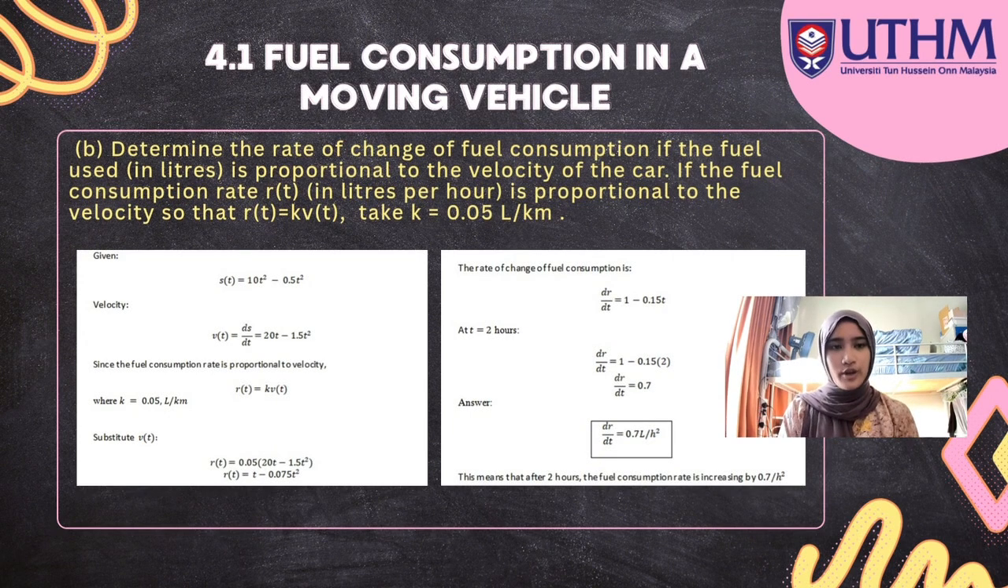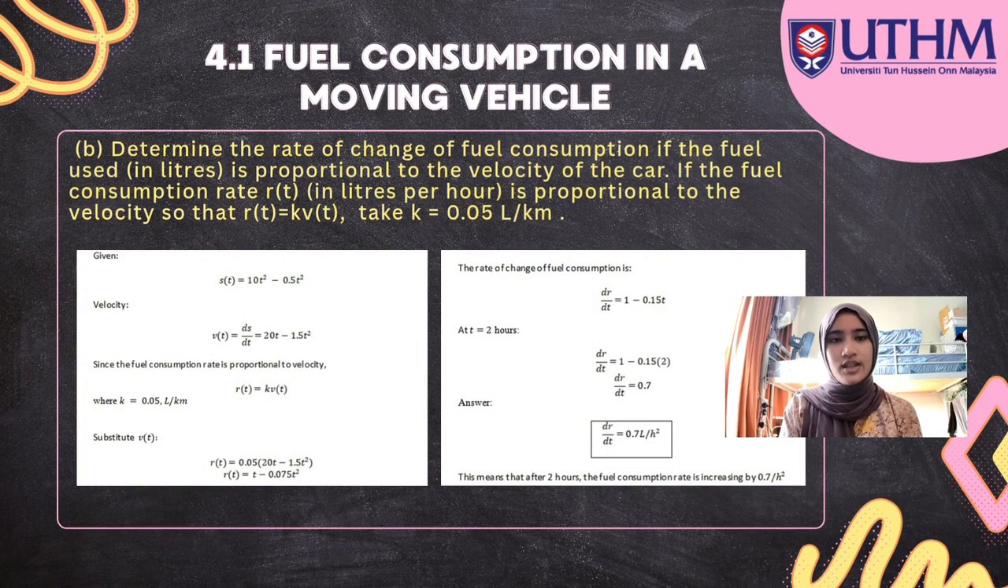For question 4.1b, we need to determine the rate of change of fuel consumption after 2 hours. Since the fuel consumption rate is proportional to the vehicle's velocity, we first use the velocity function obtained from the displacement equation. After substituting the proportionality constant, which is 0.05 liters per kilometer, we obtain the fuel consumption rate function. Then we differentiate the fuel consumption rate function with respect to time to find its rate of change.